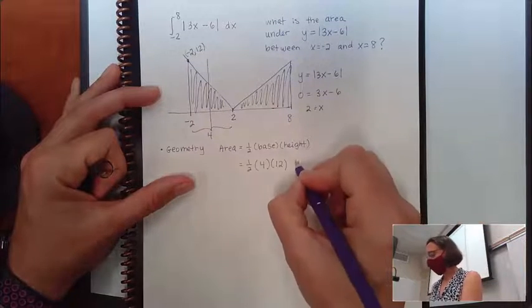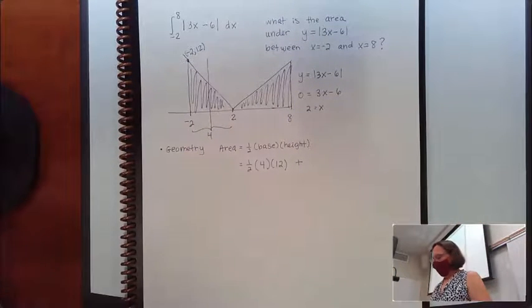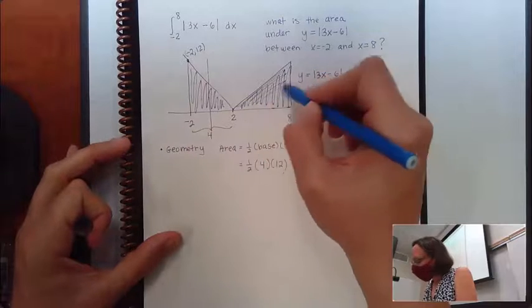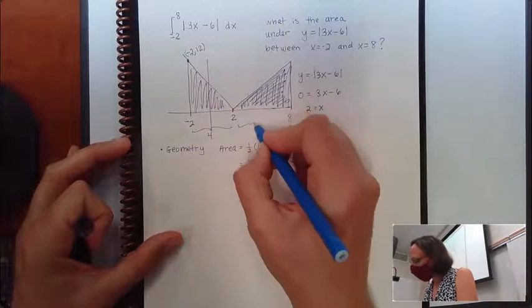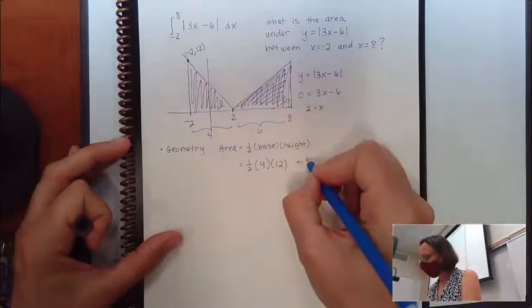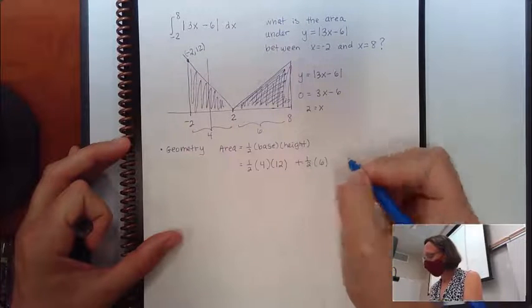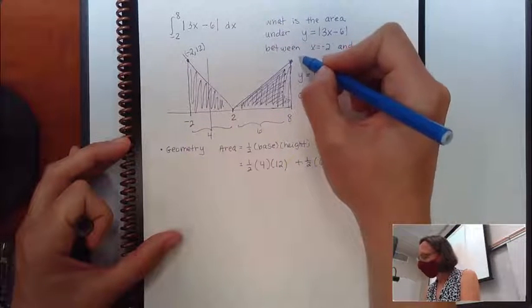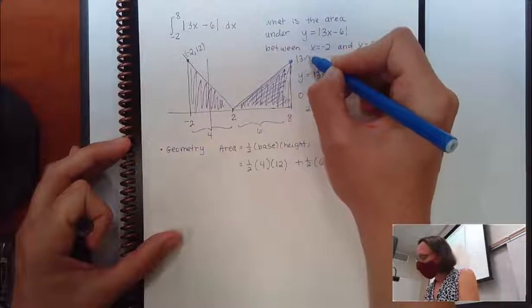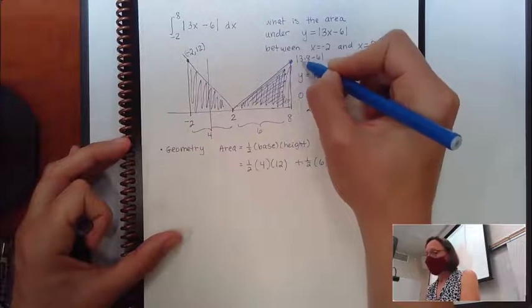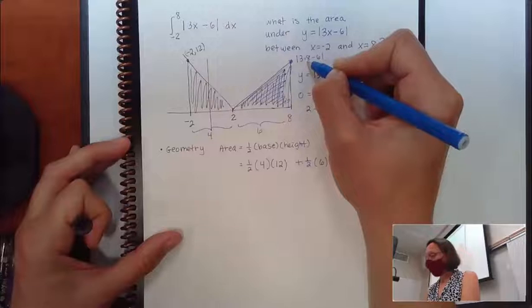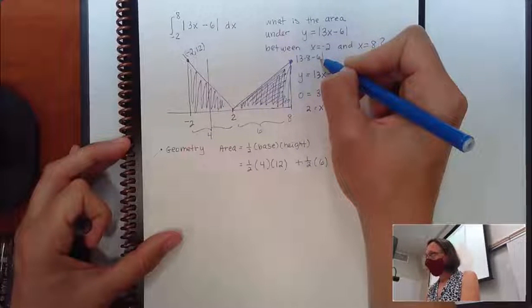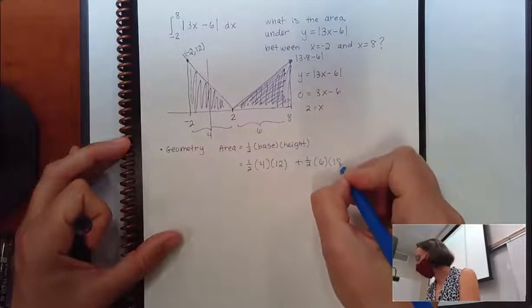Then I would add that to my second triangle. And for my second triangle, the base is 6. So I'd have 1/2 of 6. And then to get the height, I'd plug in 8. So I'd have a height of 3 times 8 minus 6. So 3 times 8, that's 24, minus 6, 18. So that would have a height of 18.